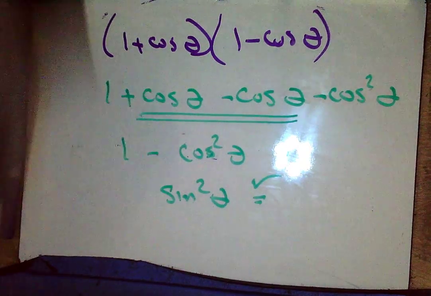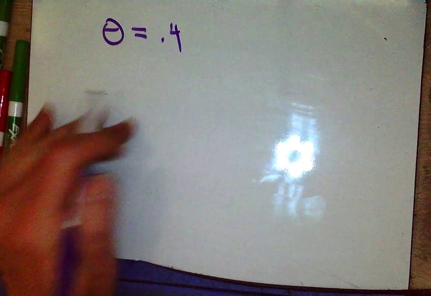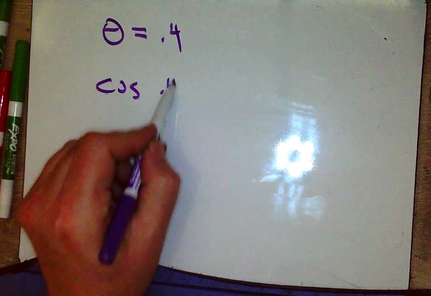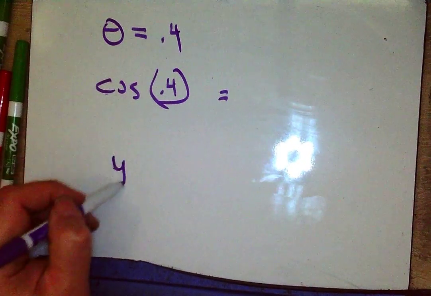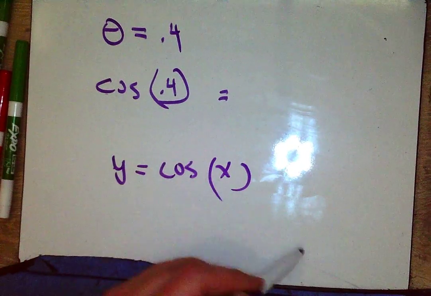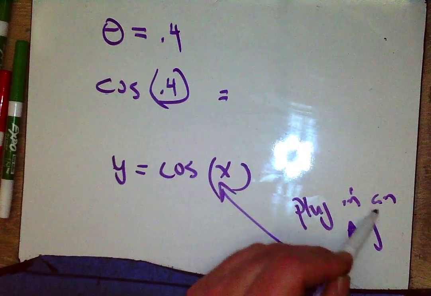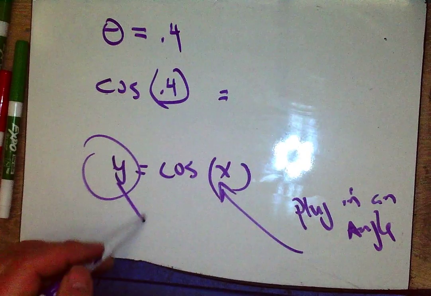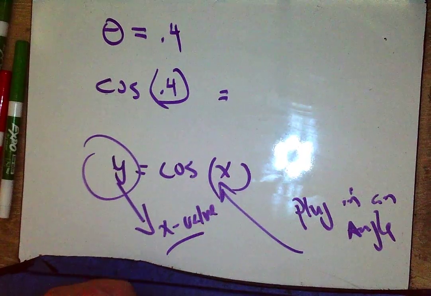Actually, one last one. It's a calculator question. I meant to do this earlier. What if they tell me that my angle theta equals 0.4, and I want to know the cosine of 0.4? Now, with a trig function like cosine x, what I'm plugging in is an angle. And if I'm on the unit circle, what I'm getting out is the x value of that angle.